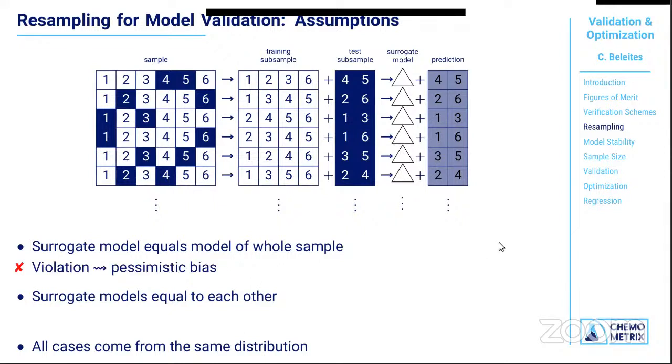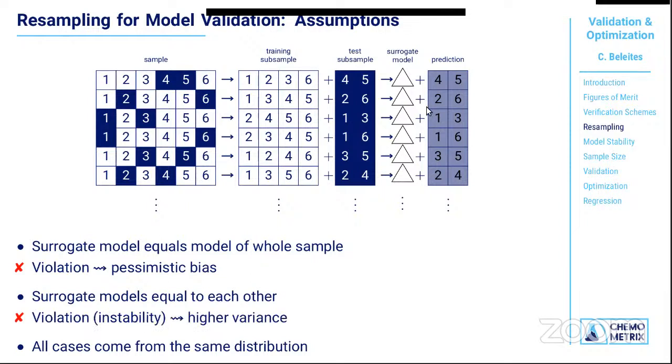The first assumption is actually regularly violated because we have fewer cases in our training for all of the surrogate models compared to the final model. The surrogate models are on average a bit worse than the final model. So our test results will look a bit pessimistic. And that's why resampling validation, as long as you manage to get your splitting done independently, will have a slight pessimistic bias. But that's not a problem. It's better to have the real model performing a bit better, actually.